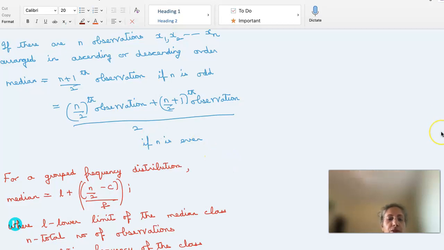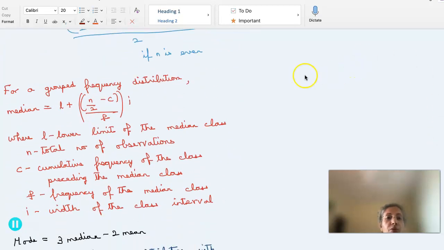What about a grouped frequency distribution? For a grouped frequency distribution, we choose the median class, that is, we divide n by 2, the sum of the frequencies, and see where that lies. So median is L plus ((n by 2 minus C) by F) into I, where L is the lower limit of the median class, n is the total number of observations, C is the cumulative frequency of the class preceding the median class, F is the frequency of the median class, and I is the width of the class interval. So notice that n is also the sum of the frequencies.